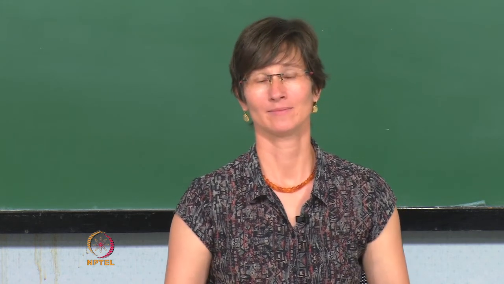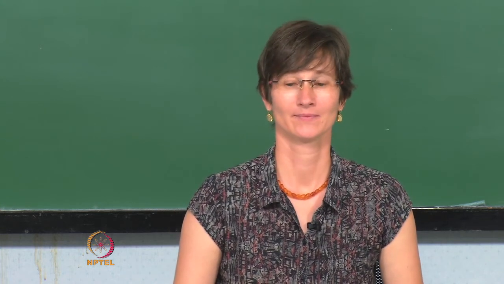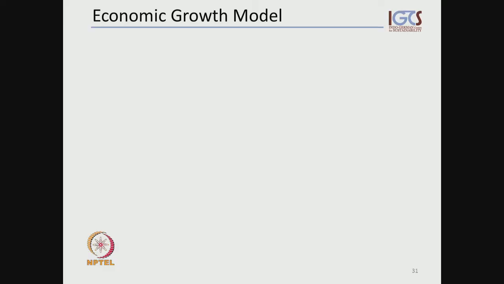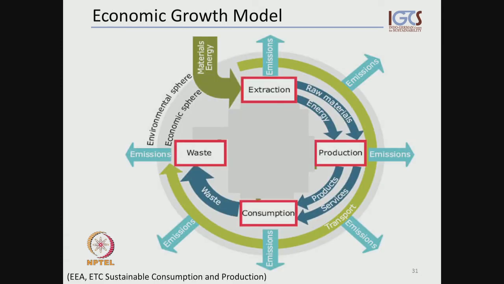We were last time looking at economic growth models, and we will be continuing on this topic a little bit more. Our current model entails an extraction, production, consumption, and a waste cycle. It always requires an input of materials that have to be extracted from somewhere and an energy input. You can imagine a similar cycle just on top of this, an extraction, production, consumption, and waste cycle.